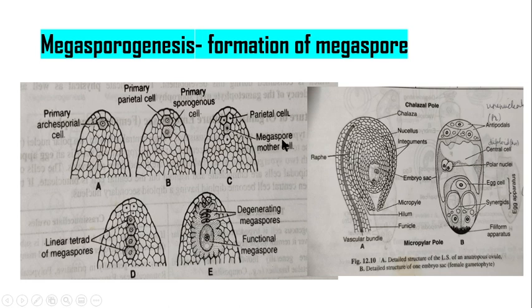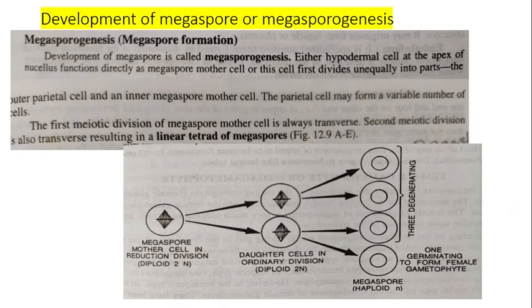So the formation of the functional megaspore is known as megasporogenesis, right? And from this functional megaspore, the formation of the structure known as the embryo sac is known as megagametogenesis, right? So in this slide we have learned about megasporogenesis, the formation of megaspore, which occurs by division of the megaspore mother cell, forming the linear tetrad, out of which three will degenerate and one will remain functional.